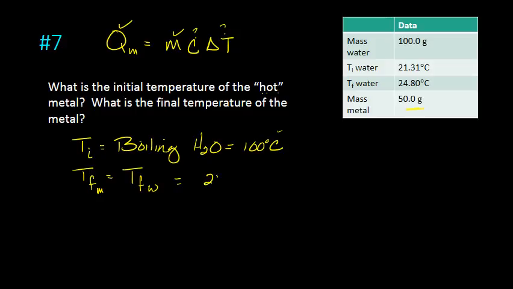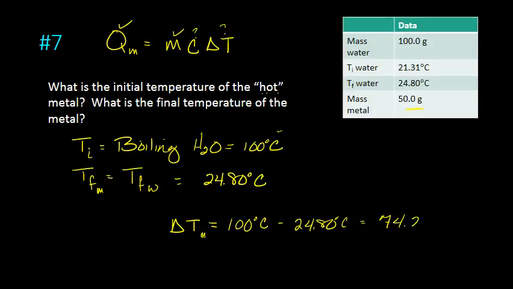So in this case, that is 24.80 degrees Celsius. So now we can figure out the change in temperature of the water, or the metal, rather, sorry. It is the change in temperature of the metal that we're after. So just to be clear, the change in temperature of the metal, it went from 100 degrees Celsius down to 24.80 degrees Celsius, which meant we have 74.20 degrees Celsius is the change in temperature of the metal. Please remember this step. Oh, well, probably this one also.